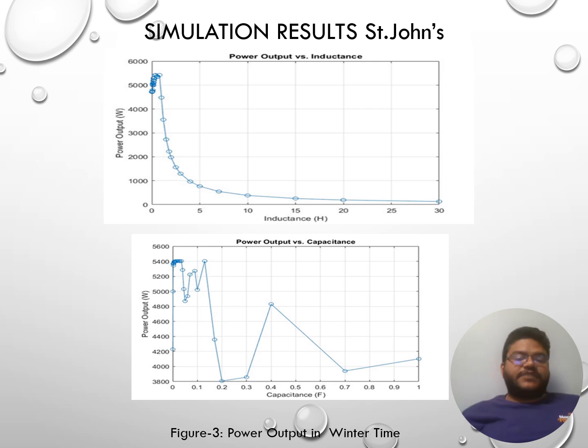However, when it comes to capacitance, that is power output versus capacitance in St. John's, this does not give any straightforward result like the inductance. With increase in capacitance, the graph initially fluctuated in the range 0 to 0.2 farad, but then it dropped, and then again after 0.3 farad it increased, and then again after 0.4 it decreased. So it's not a normal result. So we cannot rely on the capacitance value when it comes to St. John's in winter time.